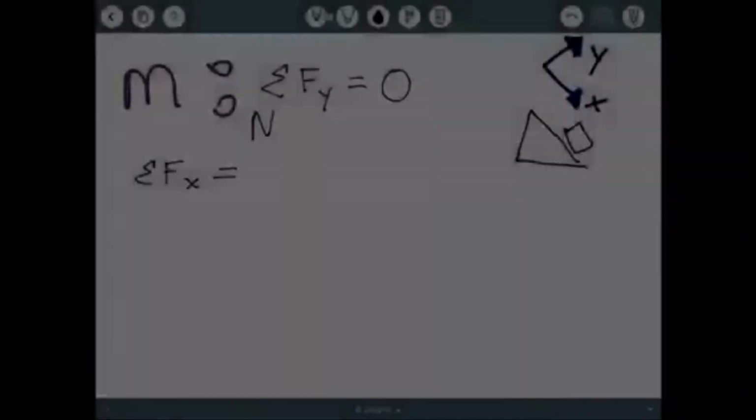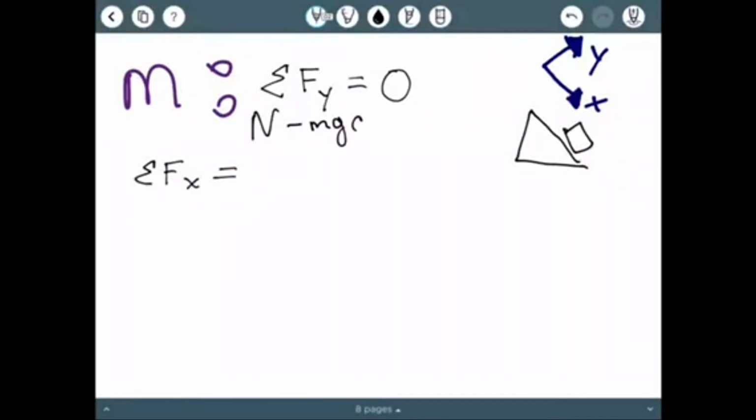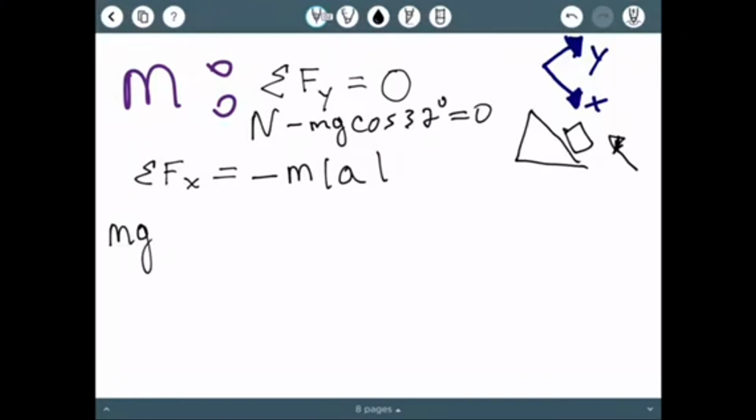Alright, so then we do the same for little mass m. The easiest is the y, which tells us that the normal force is equal to mg cosine of 37 degrees. In the x, we have to be careful. This time, the block is accelerating up the incline and moving up the incline. So the acceleration will be negative if we define our coordinates as x being positive down the incline. And remember that the magnitude of this acceleration is the same for both bodies.